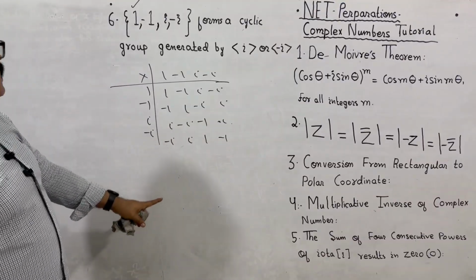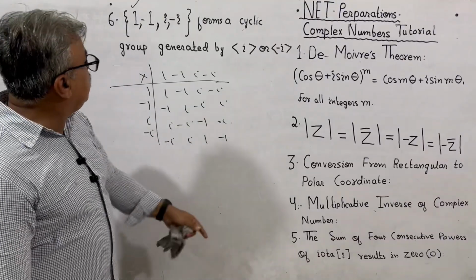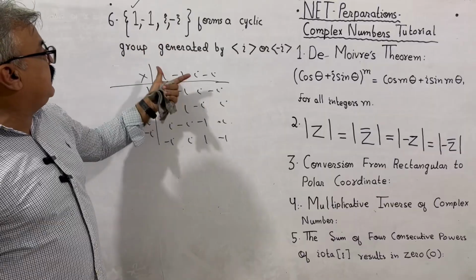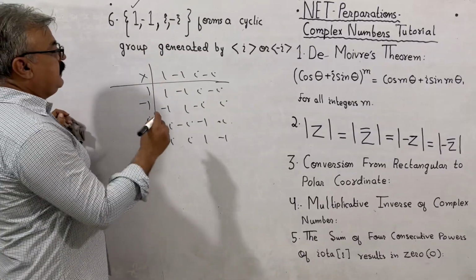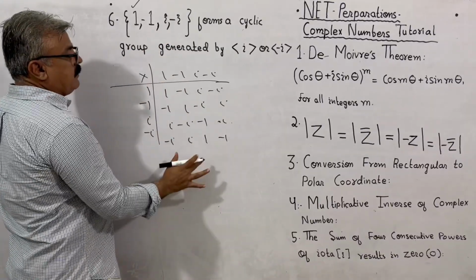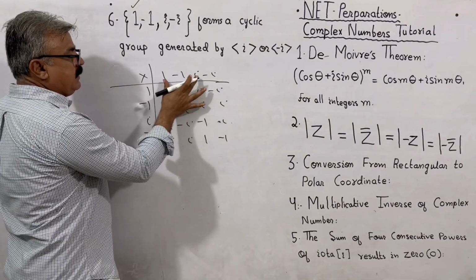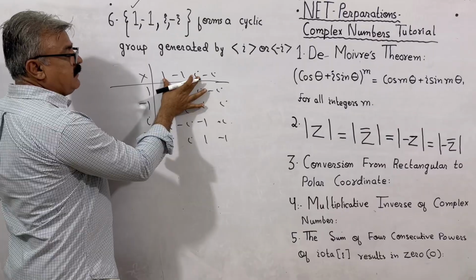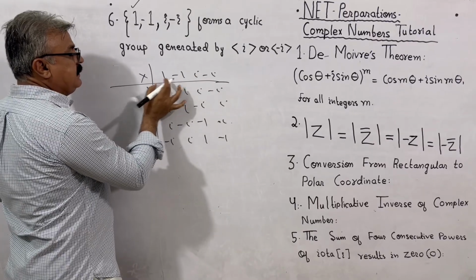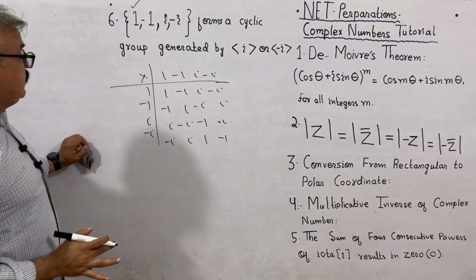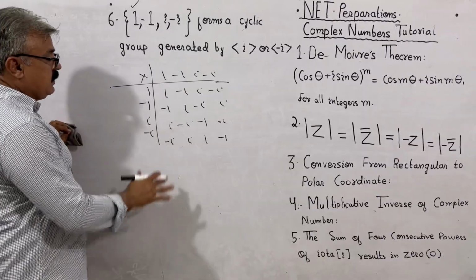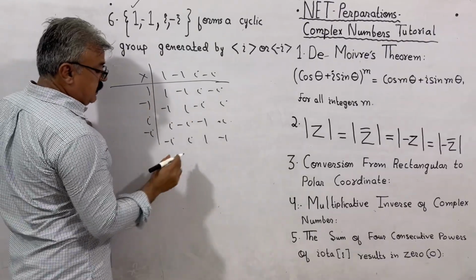Look at this. Each element remains within that frame. It means it is closed. It satisfies the closure property. Similarly, it satisfies the associative property. Take any three elements in that fashion or in that fashion, and you are going to get the same result. One is the identity, it's clear. It's associative. What about inverse?